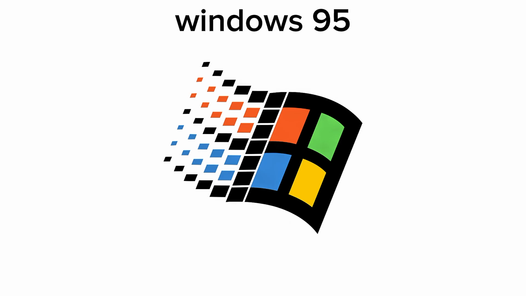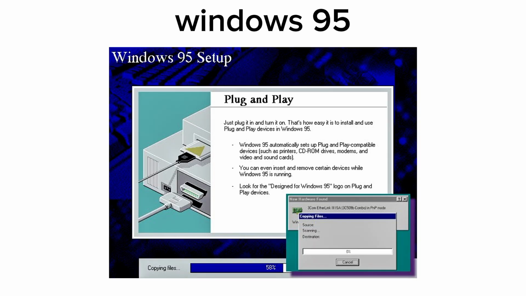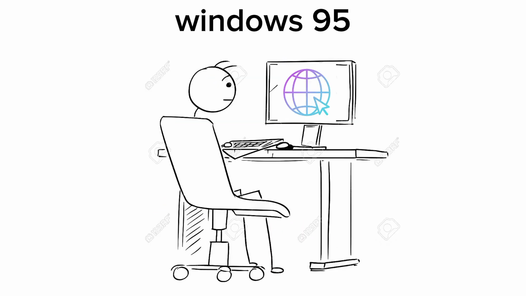Windows 95. Windows 95 didn't just update Windows, it redefined it. It brought the Start menu, taskbar, right-click, long file names, and true multitasking. It introduced plug and play, making hardware easier to install. And it launched during the early expansion of the Internet. Most people's first Internet experience happened on Windows 95.